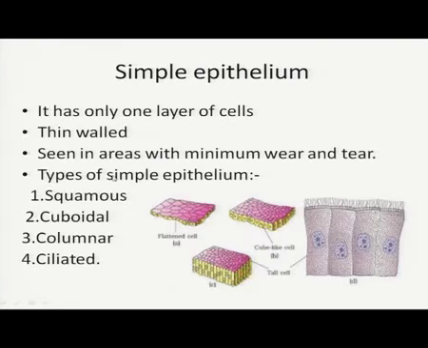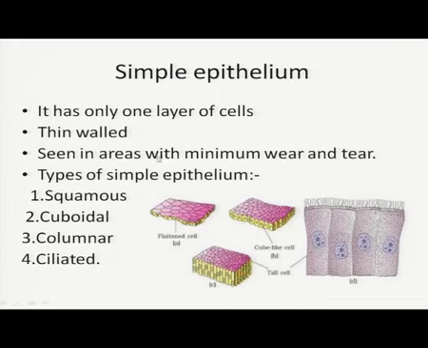First category is simple epithelium. You see here the diagrams, you can see all these are examples of simple epithelium. Why is it called a simple epithelium? Because it has only one layer of cells. Since it has only one layer of cells, it is thin walled and seen in areas with minimum wear and tear.